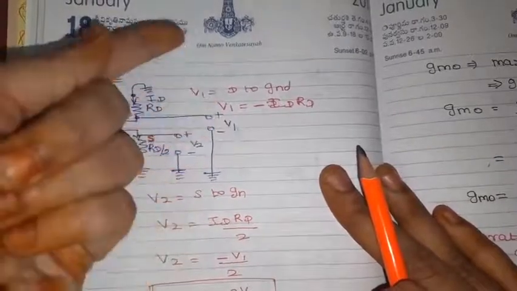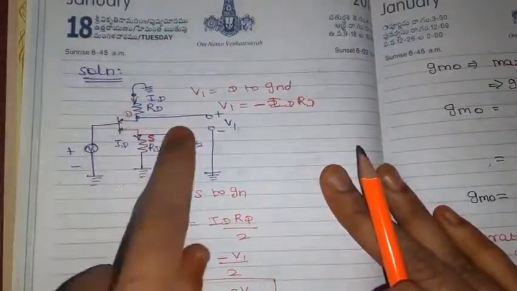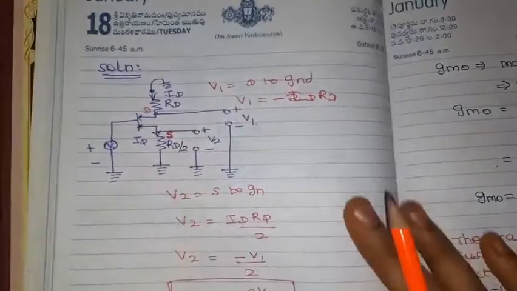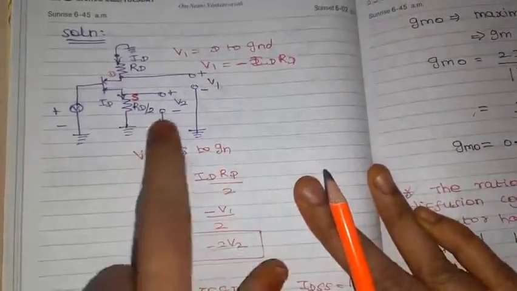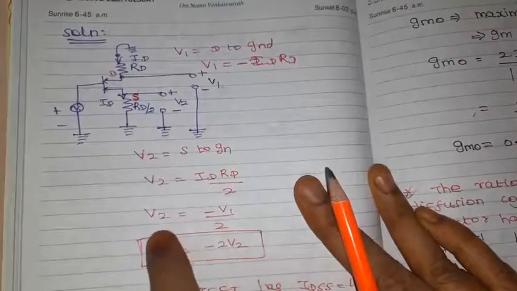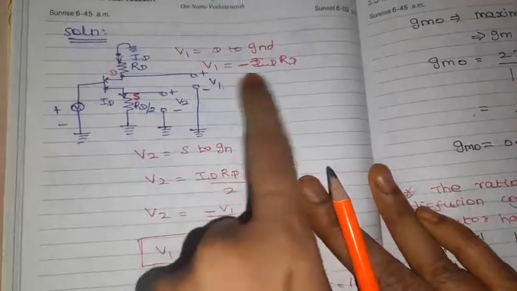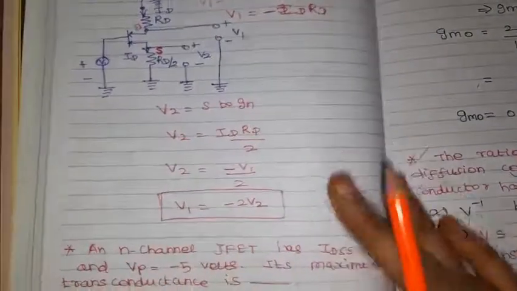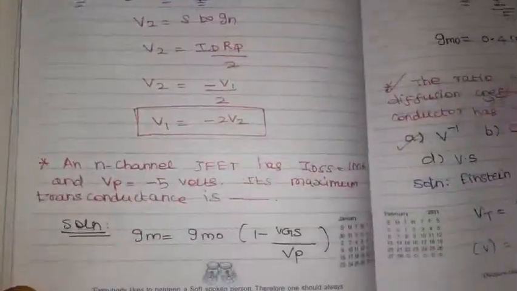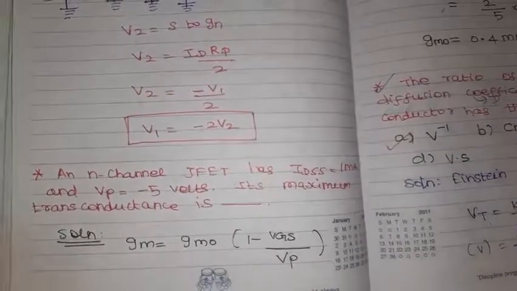Here from this to this we are taking, the same direction. So V2, source to ground, is equal to ID RD by 2. Just substitute: V2 is equal to minus V1 by 2. From that, V1 is equal to minus 2V2. We'll move on to the next question.